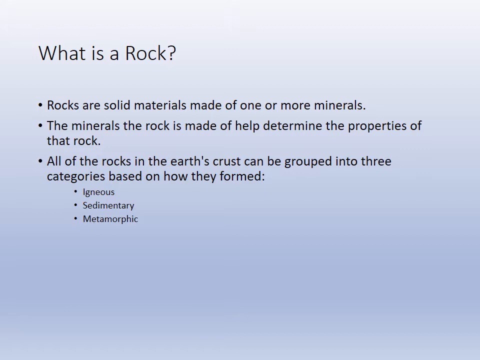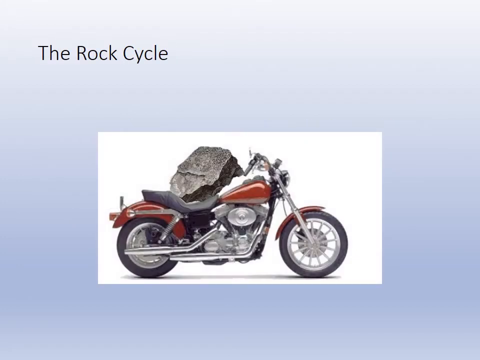There are 3 classifications or categories of rocks, and we categorize them on how they formed: the igneous, sedimentary, and metamorphic rocks. We call the change from one form of rock to another the rock cycle, and it's an important aspect of earth science, the rock cycle. You can see the rock cycle is very cool.